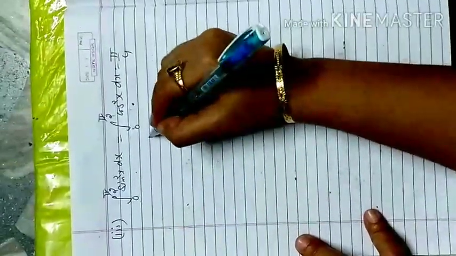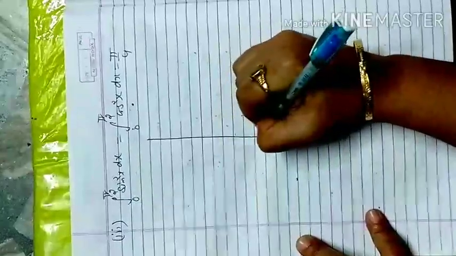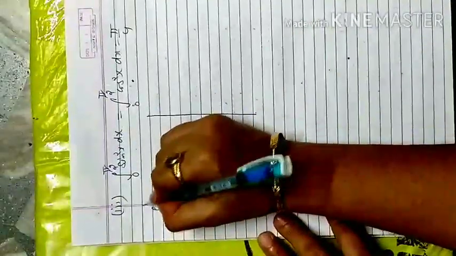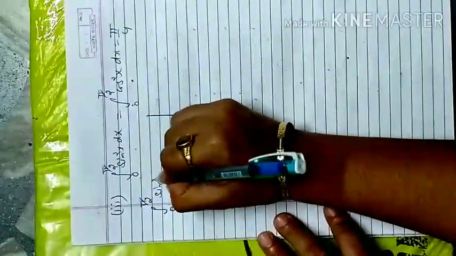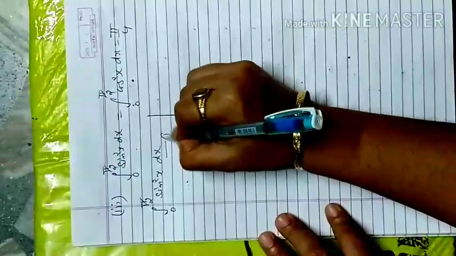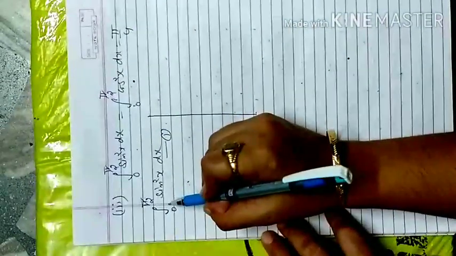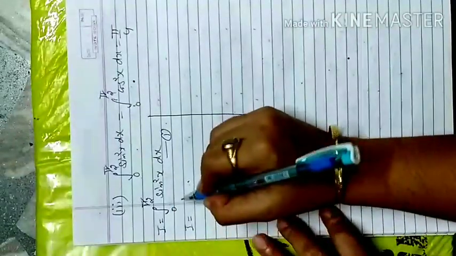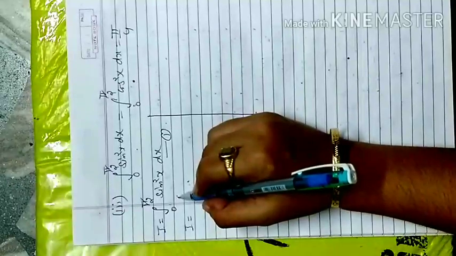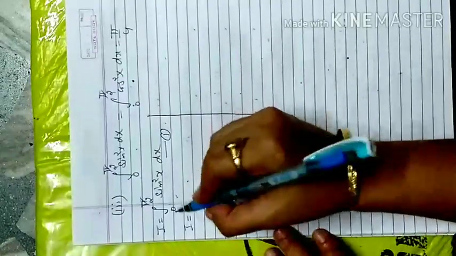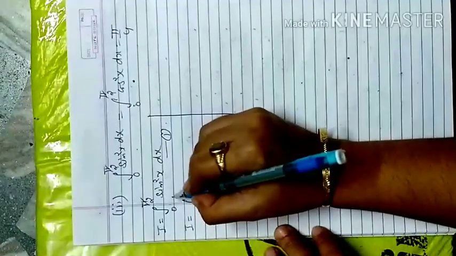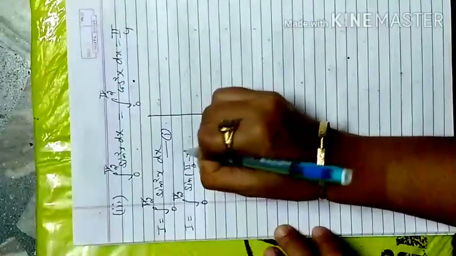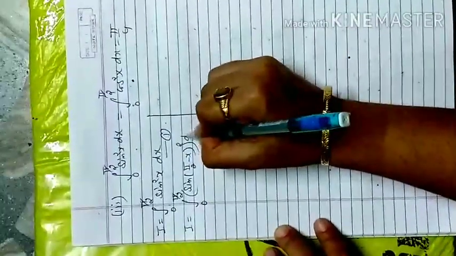So I take it separately: the integral from 0 to pi by 2 of sin square x dx. Now this I consider as equation 1. Now apply the a minus x property here. So this I consider as I. If I apply the property here, that becomes the integral from 0 to pi by 2 of sin of pi by 2 minus x, whole square, dx.